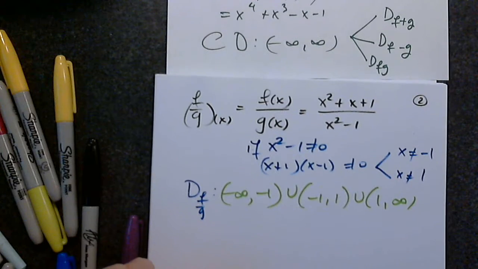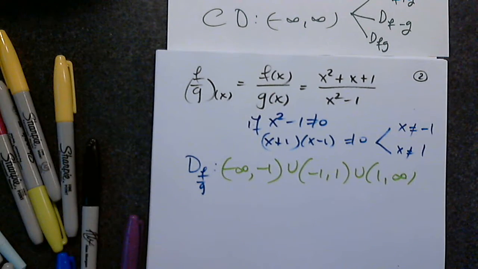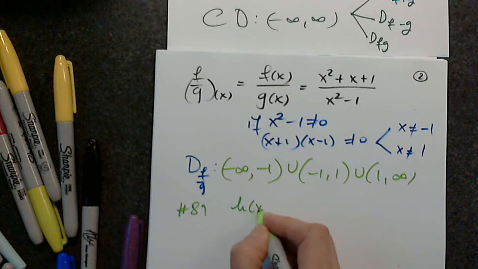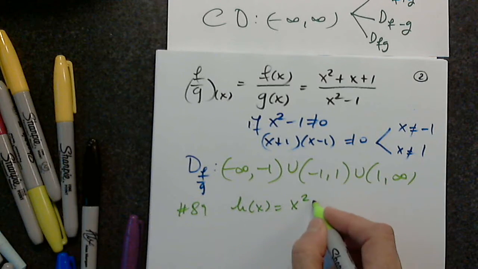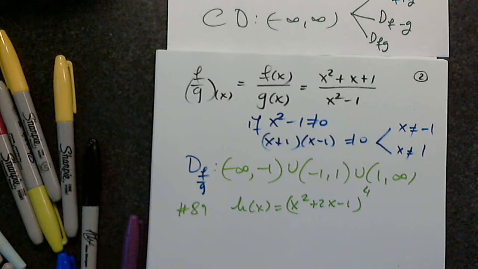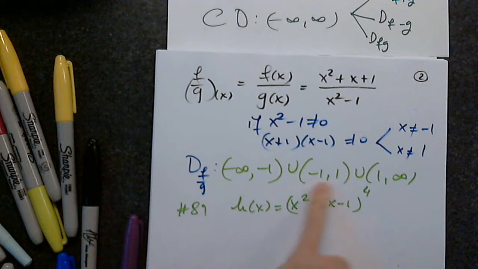Yes? Okay. We want to decompose. This is 89. And we have h of x, which is x squared plus 2x minus 1 raised to the 4th power. Joseph, is this okay? No. The other Joseph. Yes? Is this okay? Is this clear? Yeah. Okay, perfect.